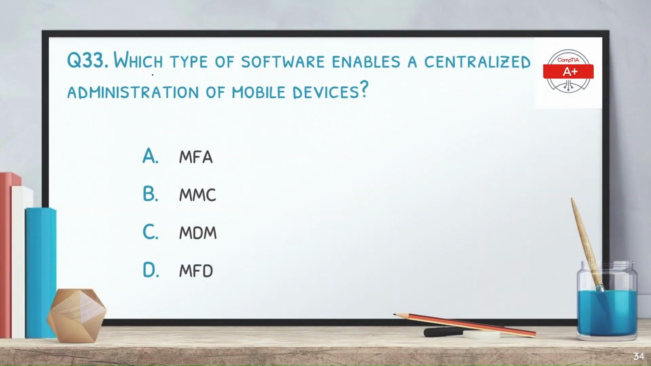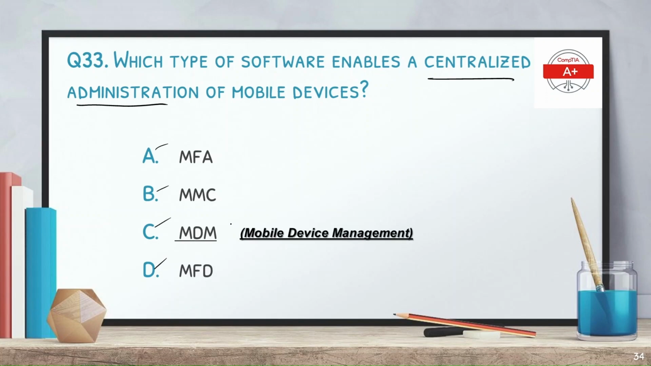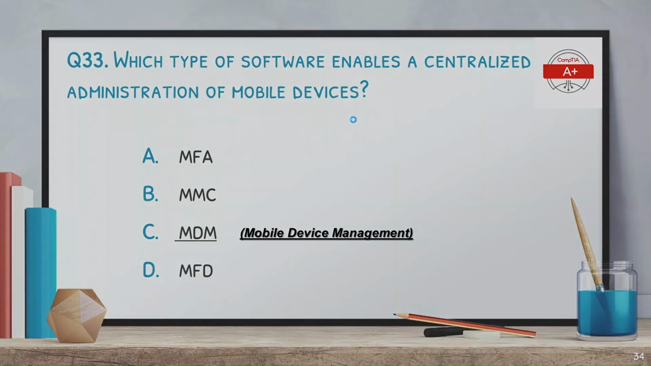Question number 33 is that which type of software enables a centralized administration of mobile devices? And the options are A, MFA, multi-factor authentication, B, MMC, C, MDM, and D, MFD. The correct option is the MDM or mobile device management. It is basically used for the centralized administration of mobile devices.